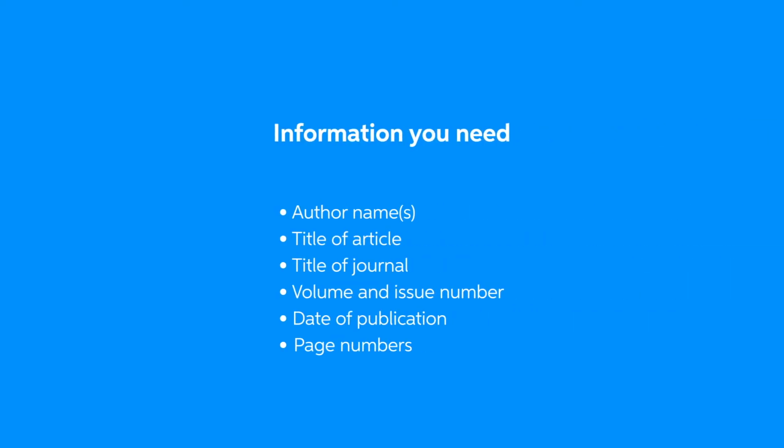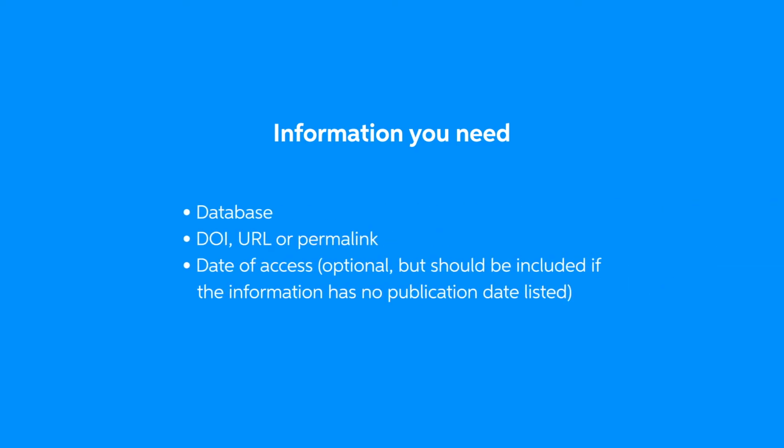You'll need the following information to create a proper MLA format reference: the name or names of the authors who wrote the article you're citing, the title of the article, the title of the journal it was published in, the volume and issue number of the journal where the article appears, the date of the article's publication, the page numbers of the article, and if you found the article online or on an online database, you'll need the name of the database, if there is one, and the DOI, URL, or permalink for the article.